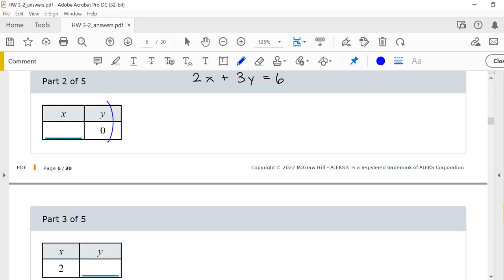To find my next point, I'm going to plug in 0 for y. So I have 2x plus 3 times 0 equals 6. 3 times 0 is 0. So 2x plus 0 equals 6. 2x plus 0 is just 2x equals 6. Dividing both sides by 2, I get x equals 3. So my ordered pair is 3, comma 0.